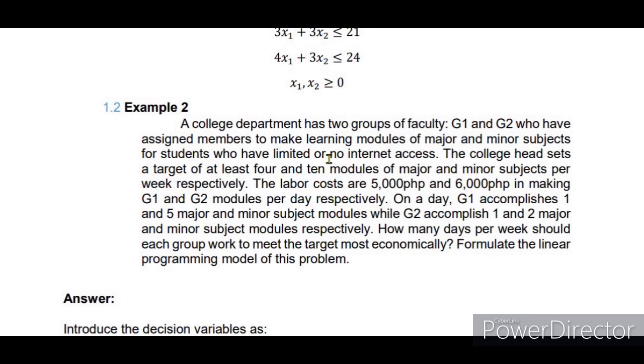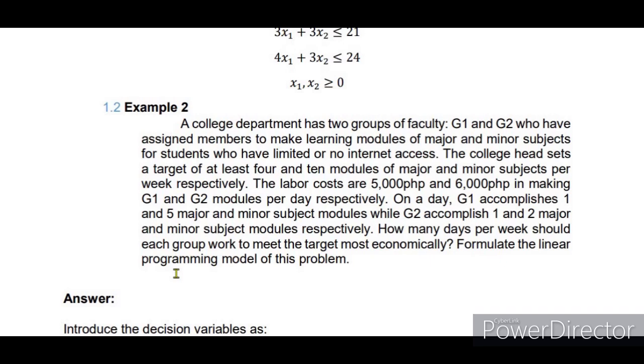A college department has two groups of faculty, G1 and G2, who have assigned members to make learning modules of major and minor subjects for students who have limited or no internet access. The college head sets a target of at least 4 and 10 modules of major and minor subjects per week respectively. The labor costs are 5,000 PHP and 6,000 PHP in making G1 and G2 modules per day, respectively.